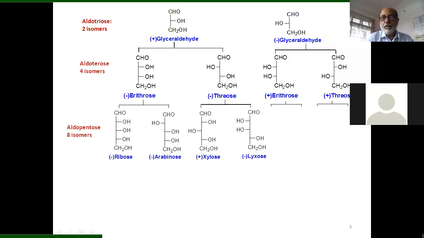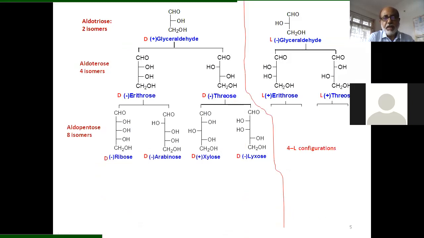Yes, sir. Okay, so now what we find here, this group of molecules will be of D configuration and another will be of L configuration. So all these ribose, arabinose, xylose, lactose will be D, and the other aldopentoses, four of them, will have L configuration. So that makes it total 8.